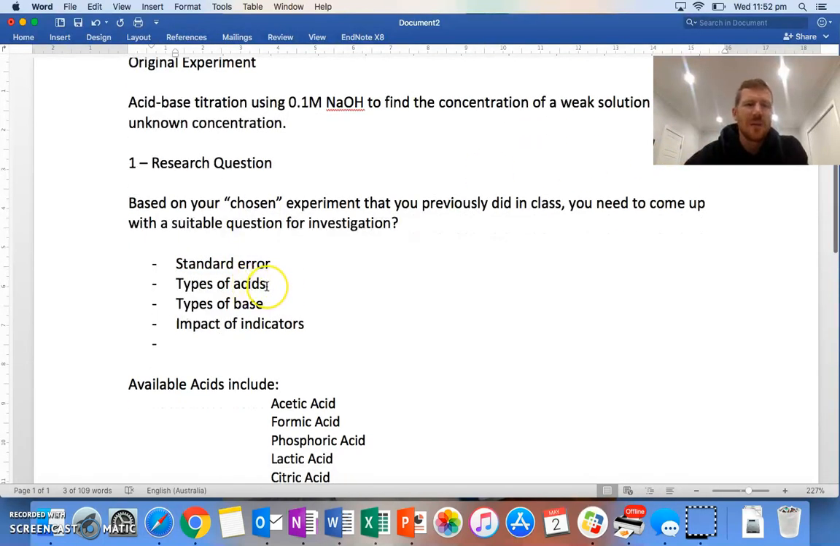The next one I thought about was the types of acid. So we've used hydrochloric acid in this one, and we could have justified its use by going, we're investigating how to neutralize your stomach acids or other things, okay? And therefore, it's important to be able to determine the acidity of an unknown hydrochloric acid solution.